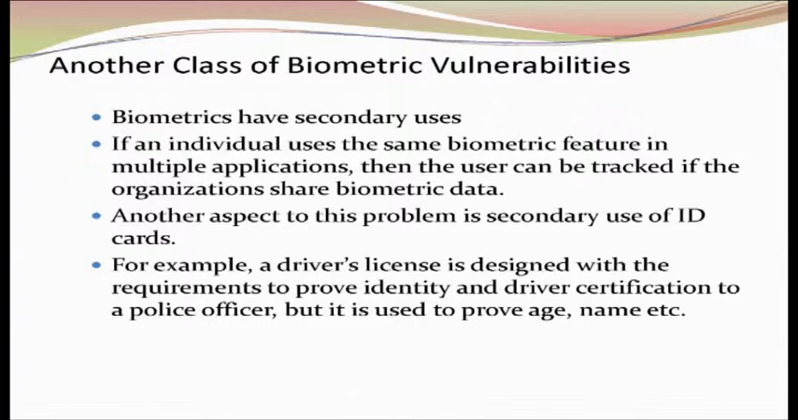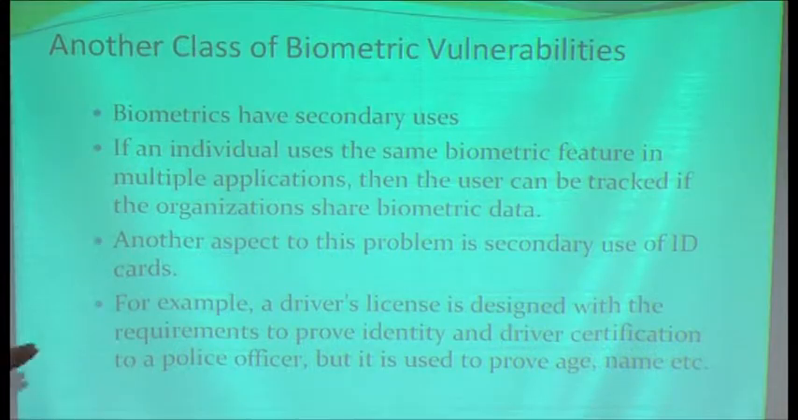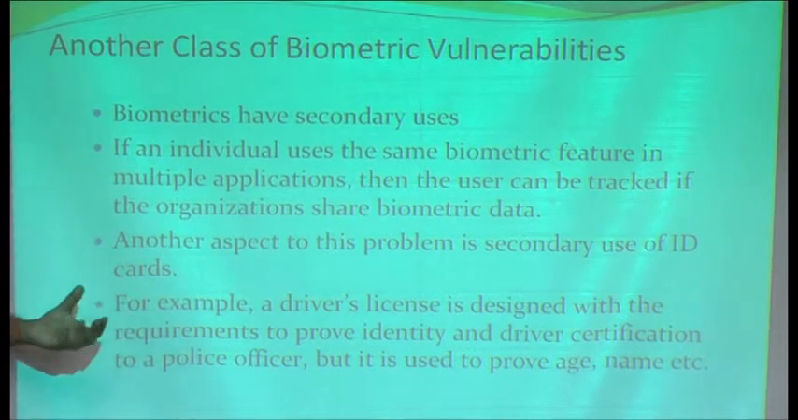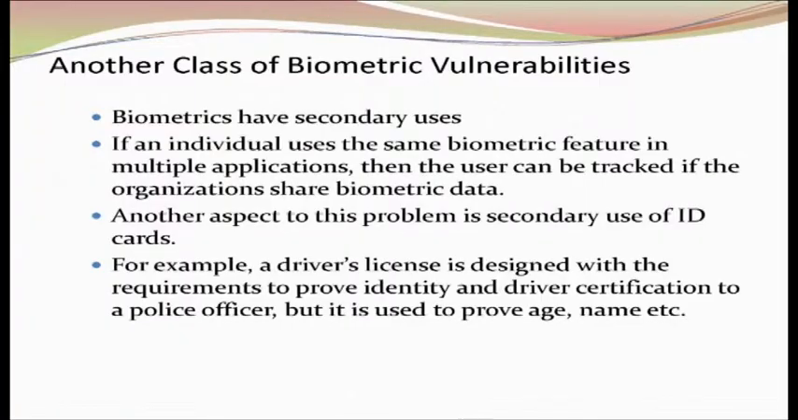And another aspect in the case of secondary use: a driving license is designed with the requirement to prove identity and driver's certification to a police officer, but it is used to prove the name and age also, right. So, this is also an example of multiple use of the same data. Initially you have used it for driving purposes, but it is being used for other purposes also.